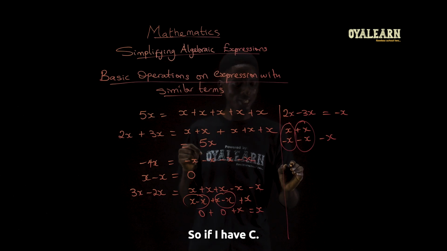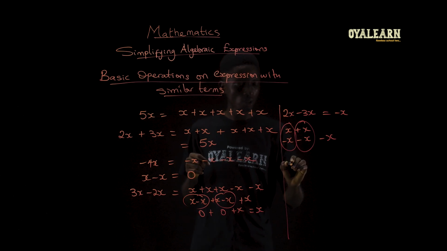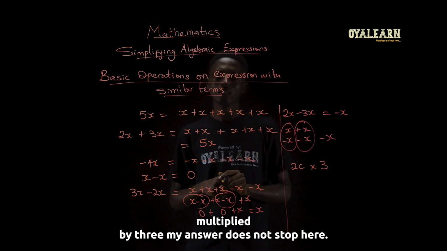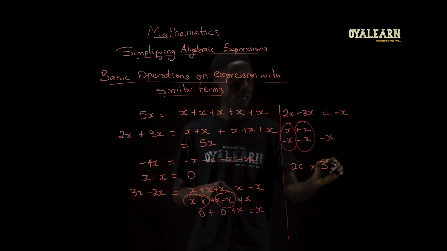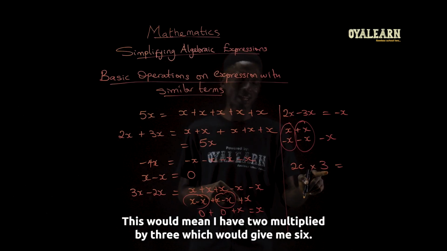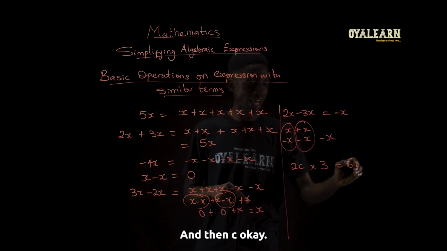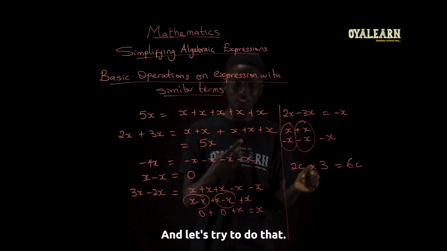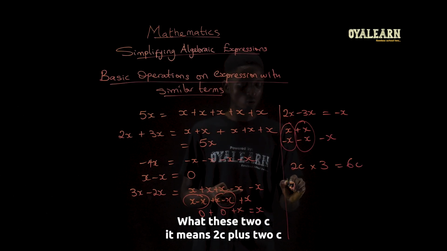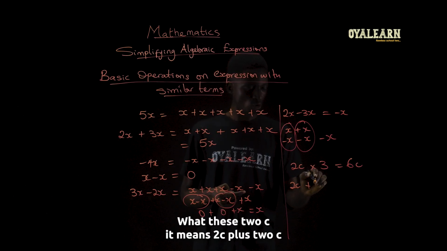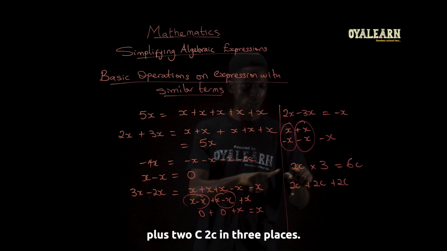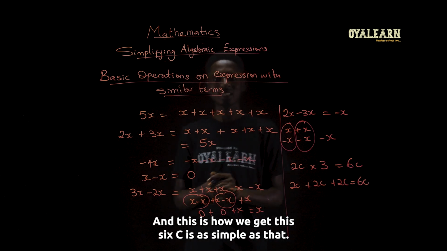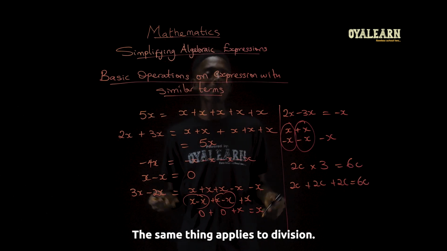So if I have, say, 2c multiplied by 3. My answer does not stop here. This would mean I have 2 multiplied by 3, which will give me 6, and then c. Okay? It means I have 2c in 3 places, and let's try to do that. What is 2c? It means 2c plus 2c plus 2c. 2c in 3 places. Can you see that? And this is how we get the 6c. It's as simple as that. The same thing applies to division.